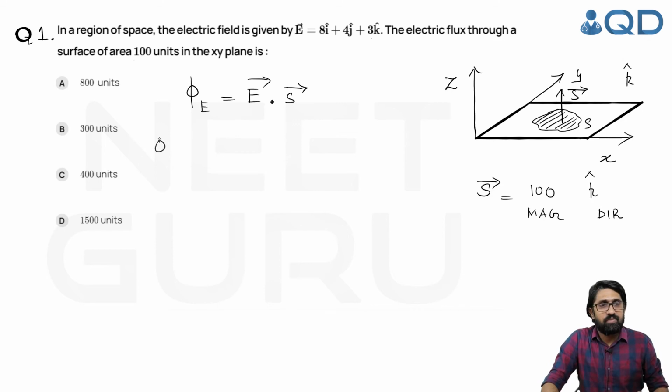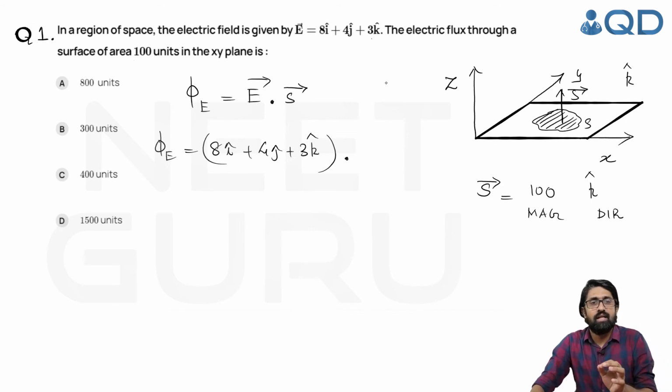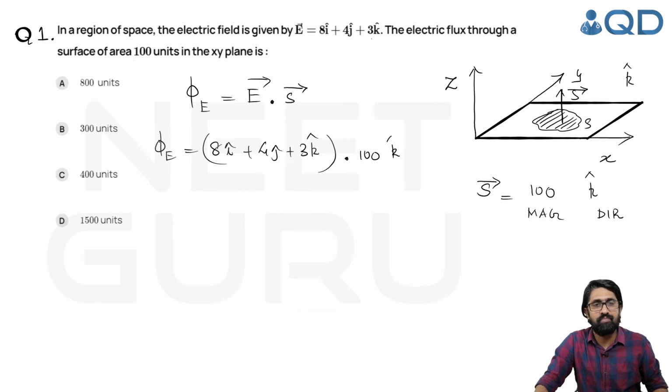So we can say that phi E would then be equal to, instead of E vector, we'll write down 8I cap plus 4J cap plus 3K cap. And that dot, the area vector S vector is 100 K cap. If you do the dot product of these two vectors in rectangular component form, your answer will be a scalar, and that will be 3 into 100, that is 300 units.